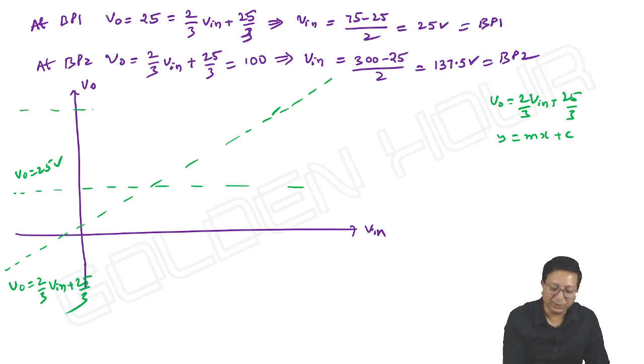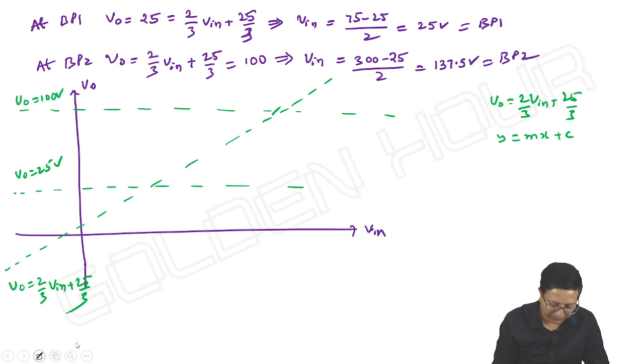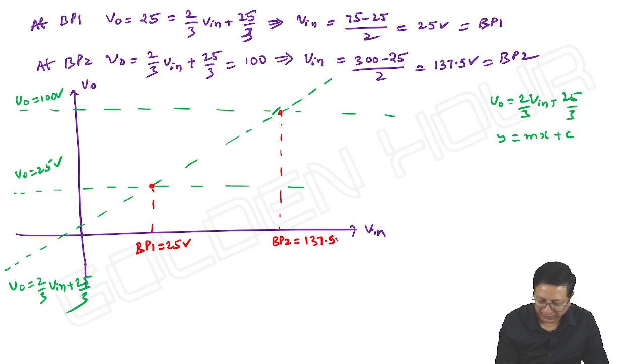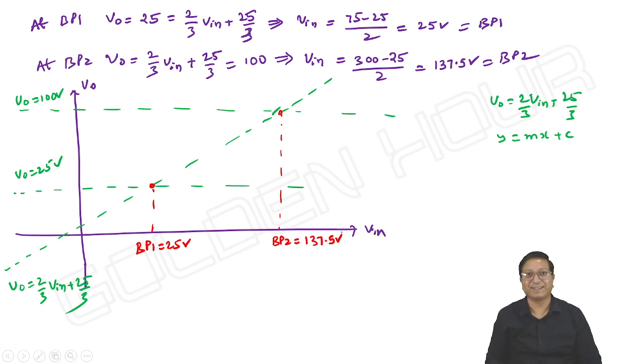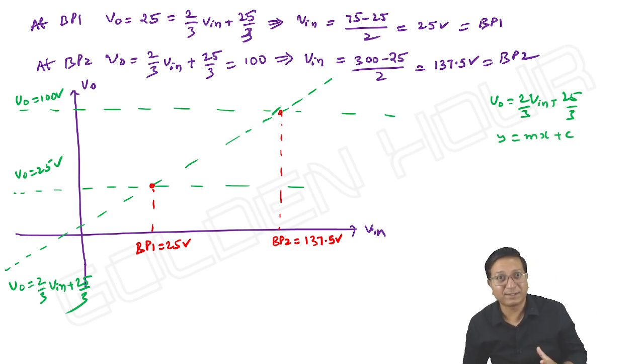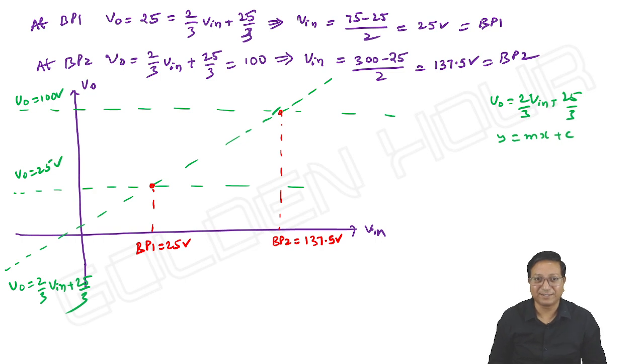And third equation is output is equal to 100 volts. Now breakpoint 1, 25 volt. Breakpoint 2, 137.5. You will check it. Whenever I feel you may get some doubt, I am cross verifying the result. Okay.